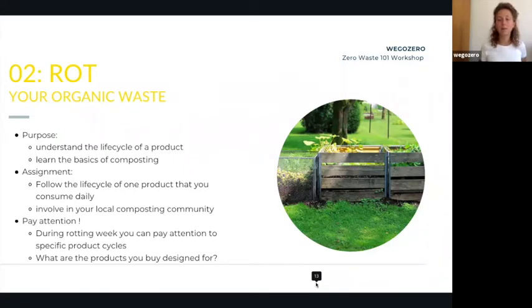And once the bucket is full, there are several options for what you can do, but the best thing would be to get involved in your local composting community. And almost in every city of the world, there is a composting community. And this is again where the cycle closes and where you can even get involved in a community where you can plant your own crops and follow the whole life cycle of the products that you consume daily. Is there someone who is already composting?